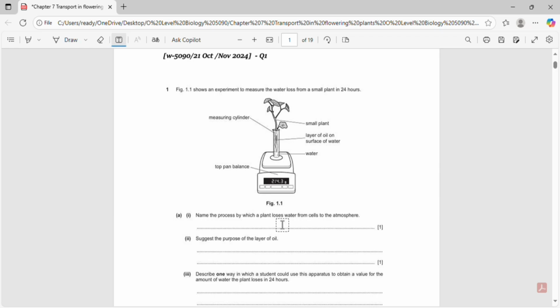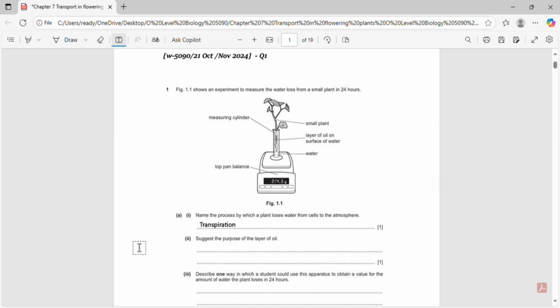Now, in the first part they ask, name the process by which a plant loses water from cells to the atmosphere. The answer is straightforward, we will write, transpiration. This is the correct term for the process of water loss from a plant to the atmosphere. Transpiration is essentially the evaporation of water from the stomata, which are tiny pores on the surface of leaves. This process is driven by the difference in water vapor concentration between the inside of the leaf and the air outside. The loss of water creates a pull on the water column in the xylem, drawing more water up from the roots.